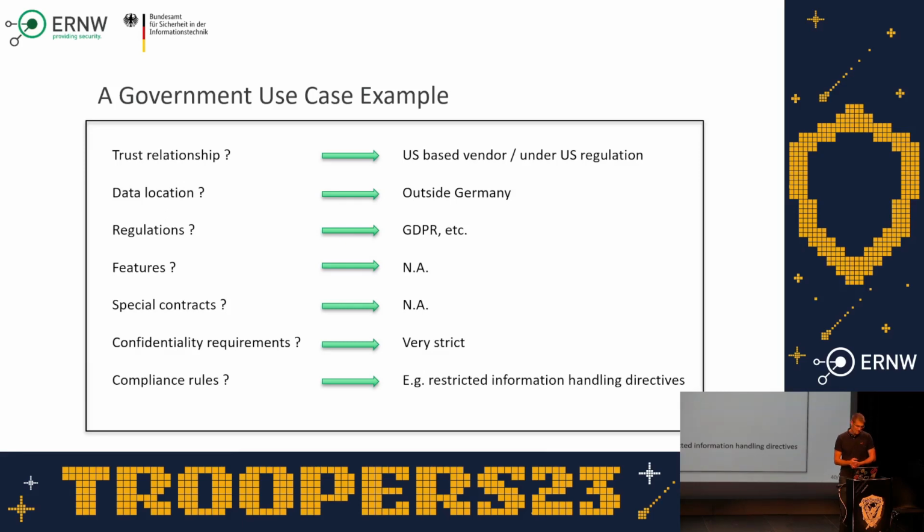And now we come to the juicy stuff. What about confidentiality or integrity requirements? Those are very strict in the federal government, as we process restricted information, and that information, even snippets of it, must not leave the network, which cannot be guaranteed by using telemetry. In this regard, the compliance rules also apply, for example, restricted information handling directives and similar things.